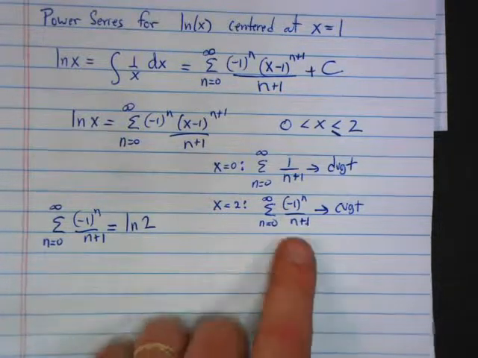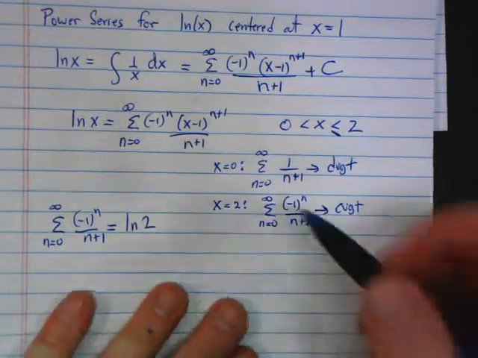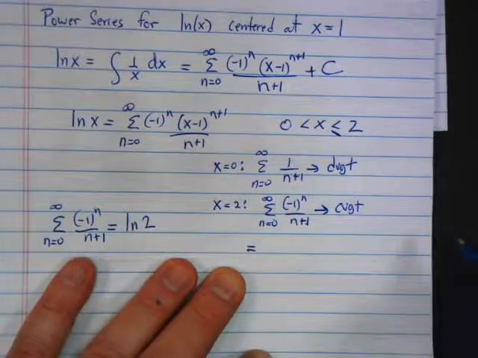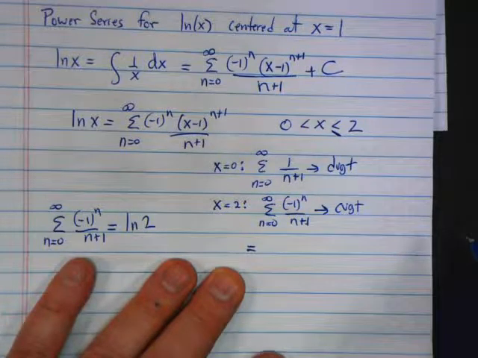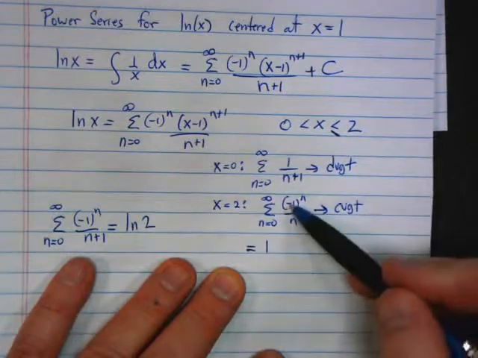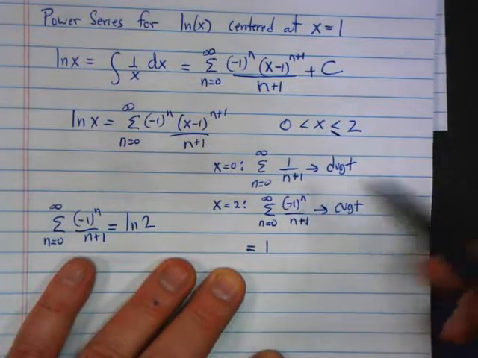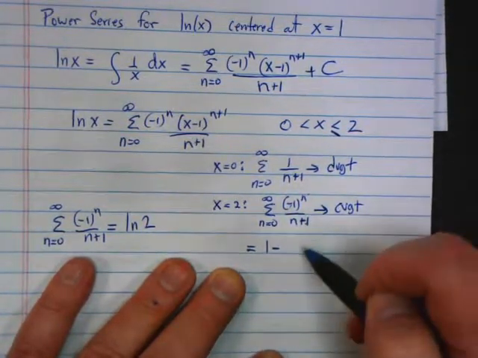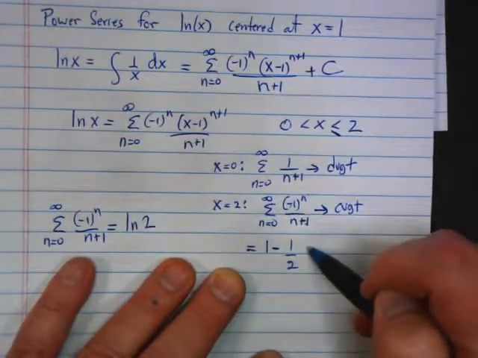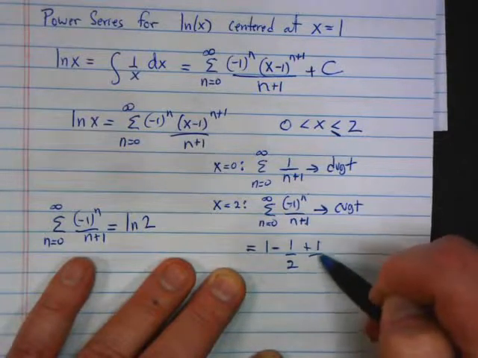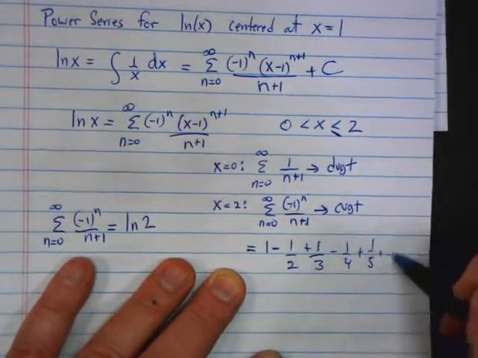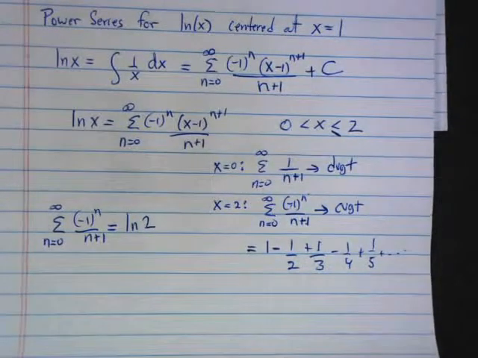But this is still the alternating harmonic series, because if you write out the first few terms, what do you get when you plug 0 in? You get positive 1, because negative 1 to the 0 is 1, and you get 1 on bottom. When you plug 1 in, you get a negative 1 over 2. When you plug 2 in, you get a 1 over 3 minus 1 over 4 plus 1 over 5, so on and so forth. It's still the alternating harmonic series.